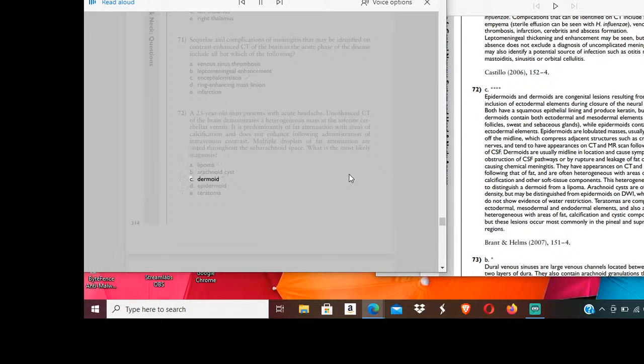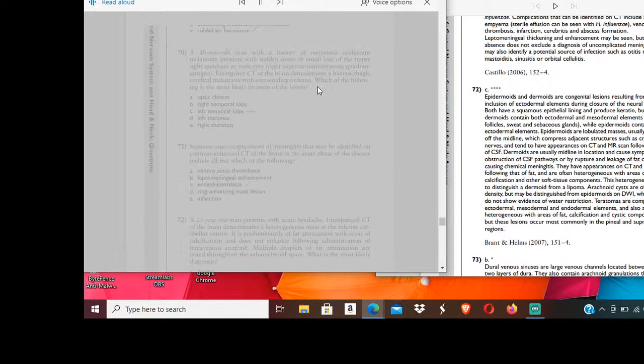A. Lipoma. B. Arachnoid cyst. C. Dermoid. D. Epidermoid. E. Teratoma.